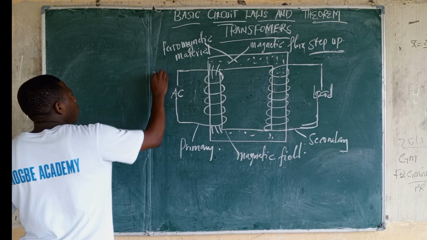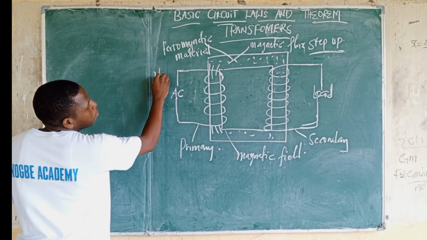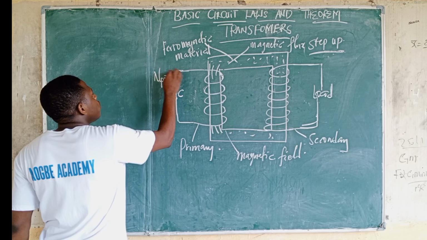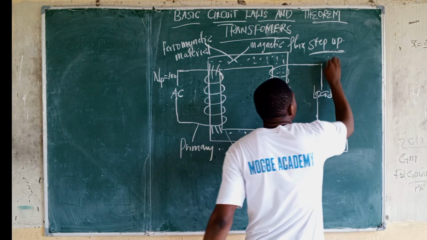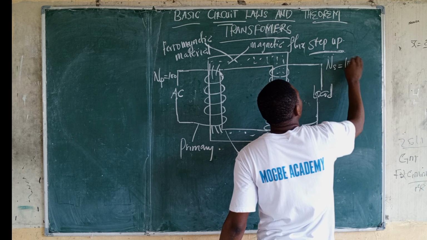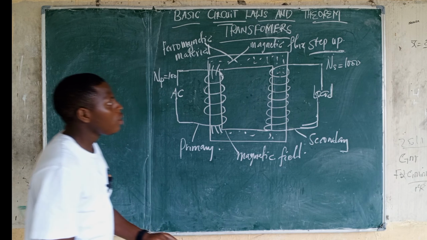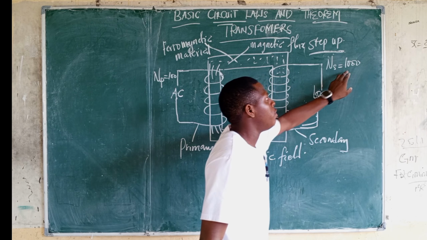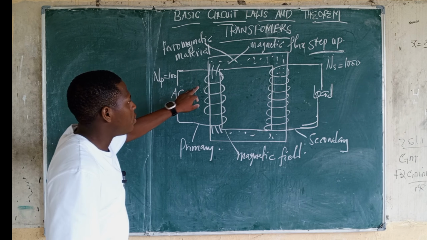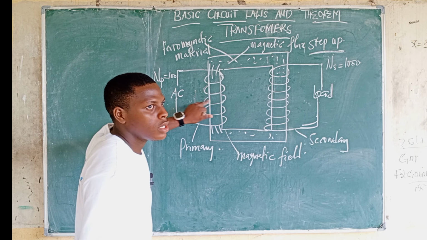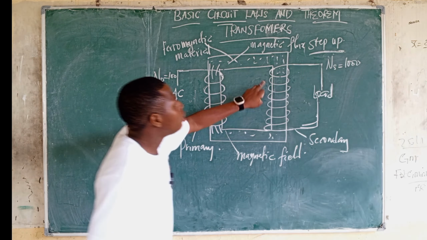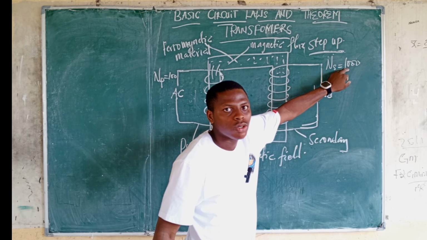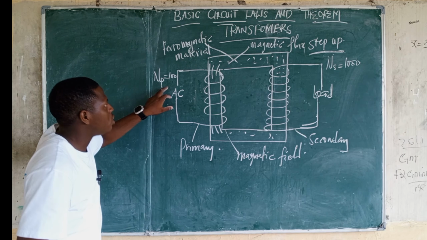Now let's take an example. Let's say we have the number of turns here for the primary side to be 100, and the number of turns here to be 1000. Why is this value greater than this value? Because of the windings, the coils. So the number of windings at your secondary is 1000, and in your primary is 100.